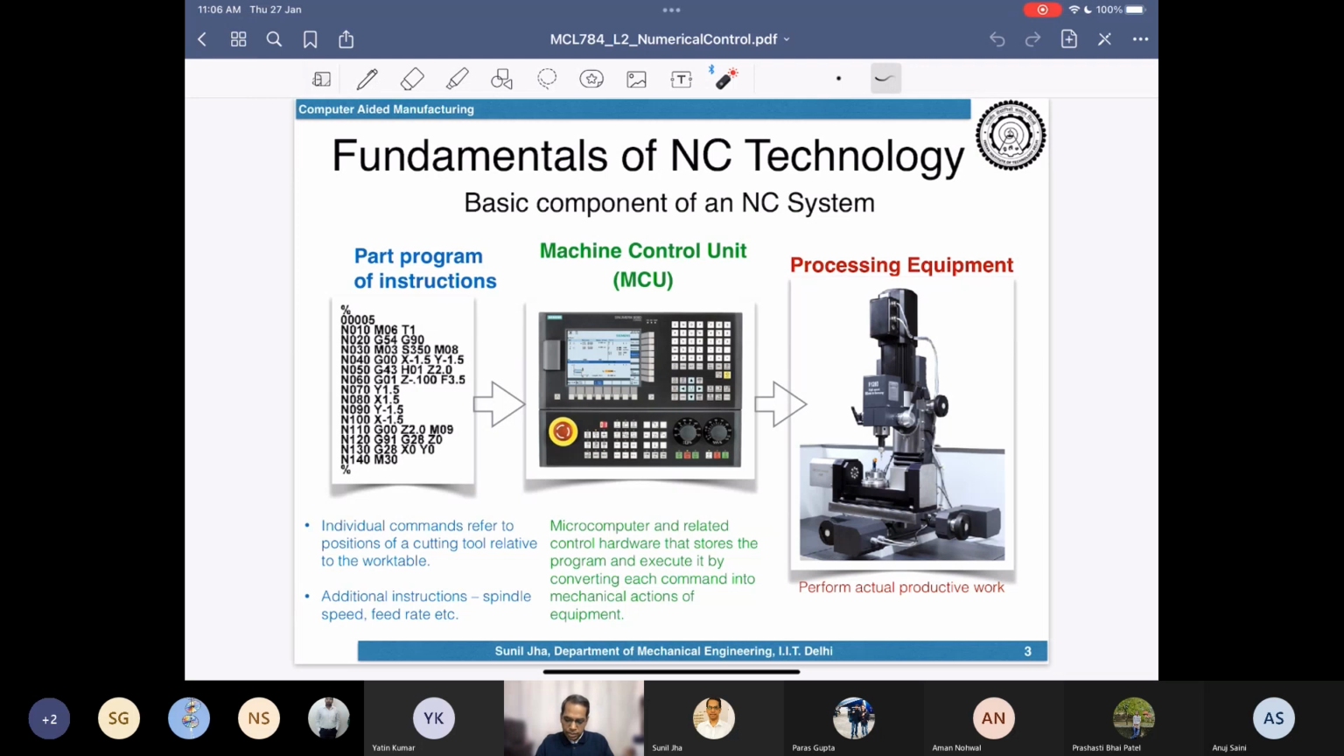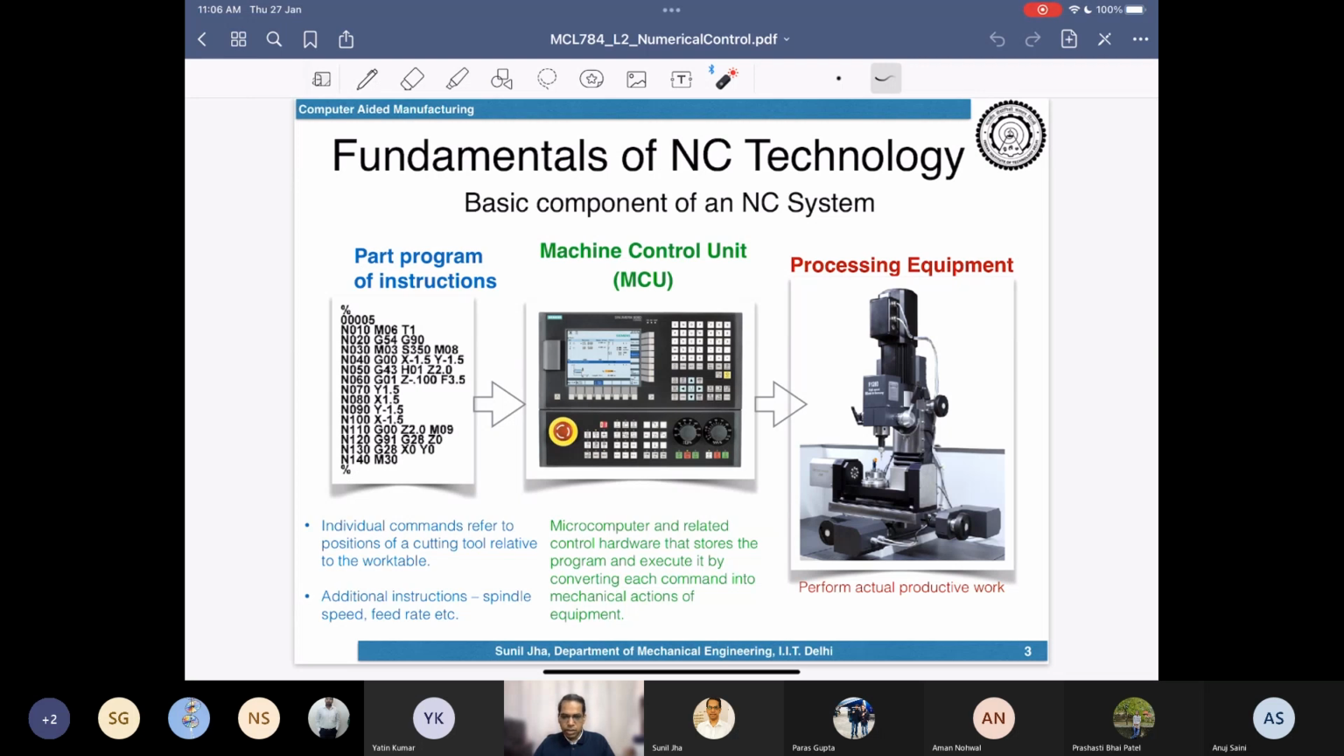We will go into detail on these instructions as well, but the idea is that you have some alphabets and then some numerical values which the machine needs to understand. Then the machine control unit, as I was mentioning, is control hardware that stores the program.